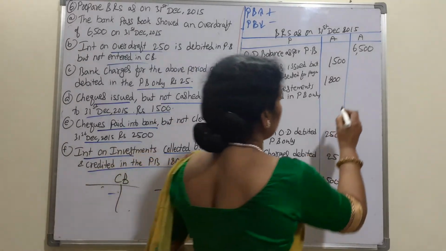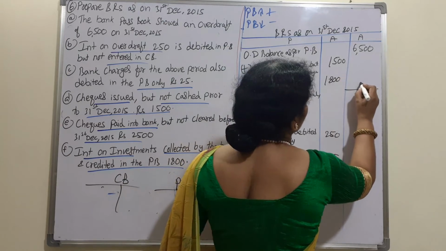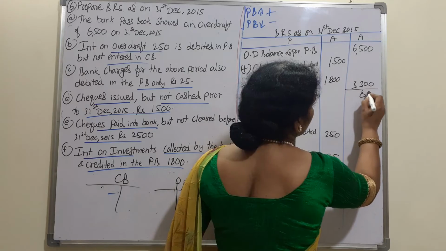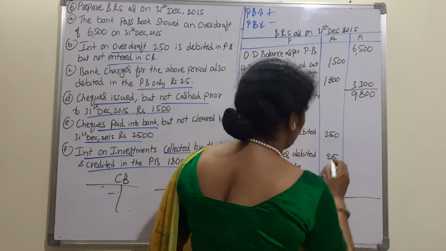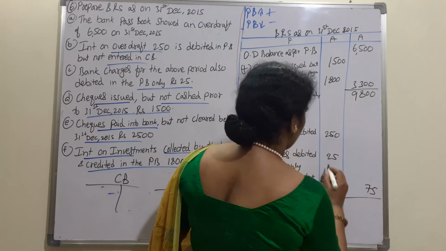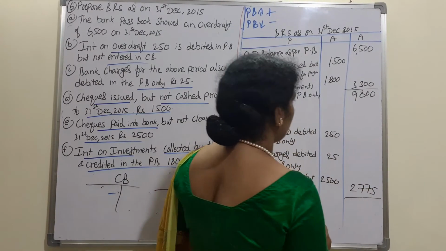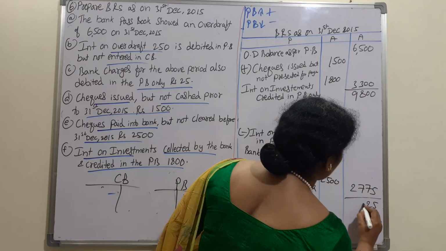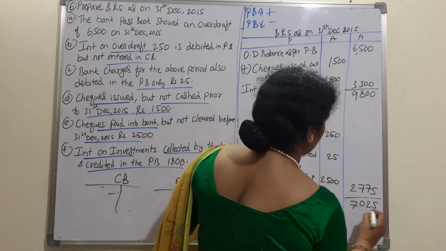For closing it is 1500 plus 1800, 3300. If we add 6500, it is 9800, so we will deduct this. 2500 plus 250 plus 25, it is 2775. So subtract from this, 9800 from 2775... 9 minus 2, 7, 7025.